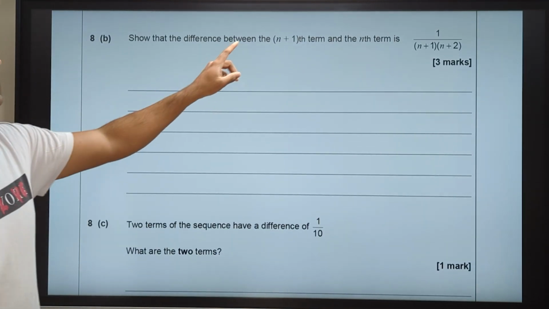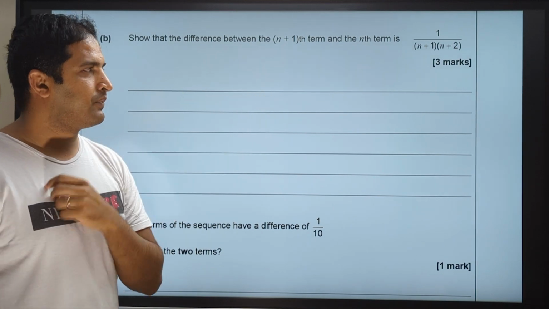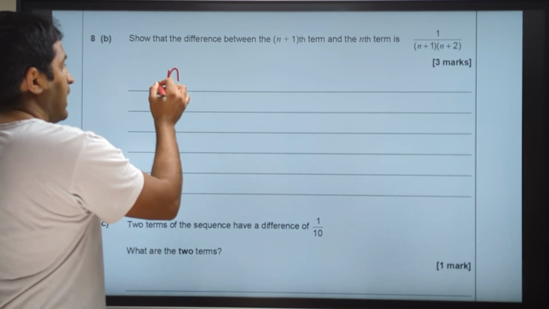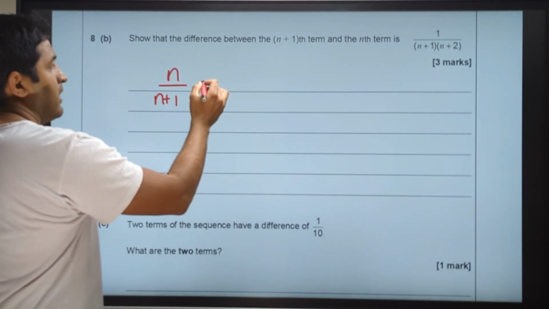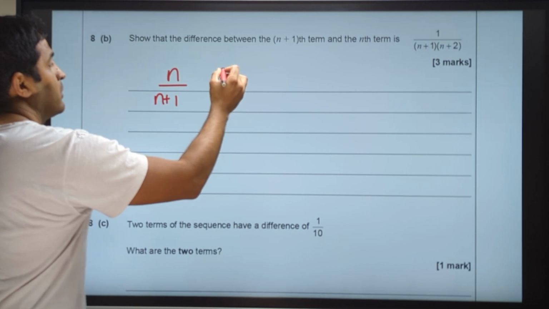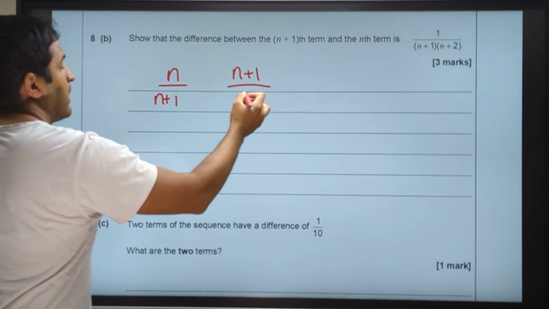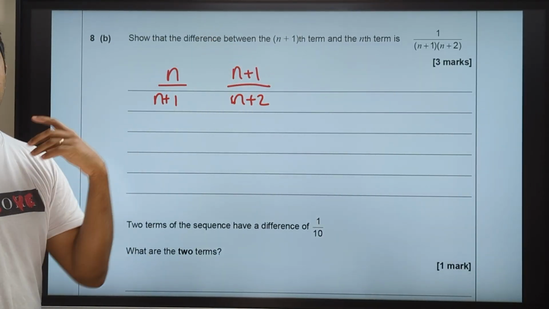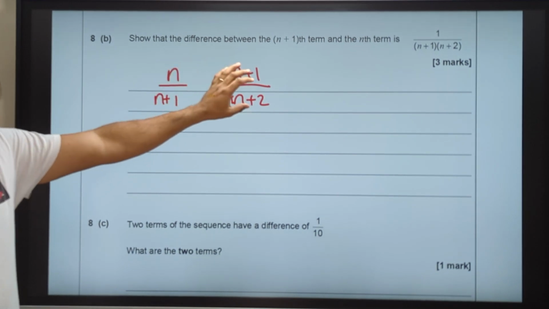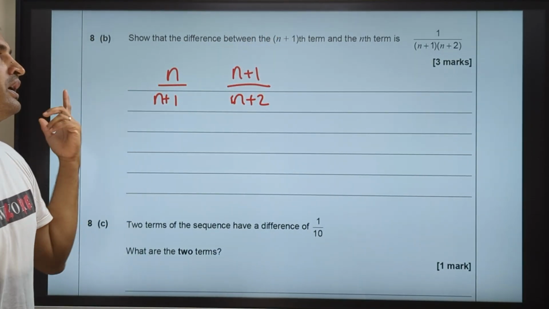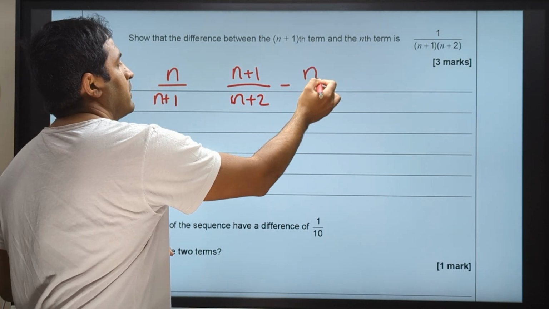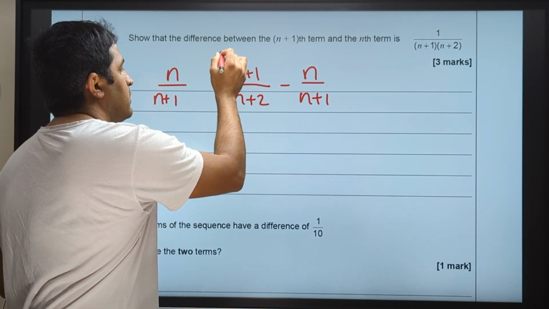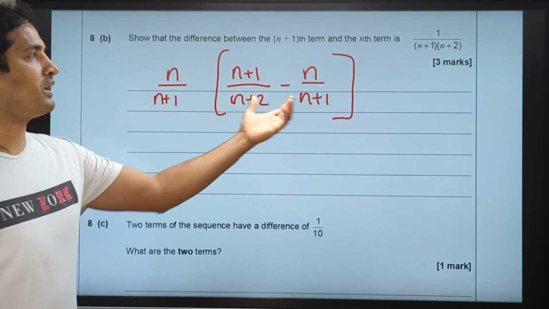Show that the difference between the n plus 1th term and the nth term is that. Okay, so we're trying to work out the difference between those two terms. The nth term is n over n plus 1, and then the n plus 1th term is n plus 1 over n plus 2. To find the difference, we do one term take away the other. Take away this second one from the first term, hopefully the bigger term. So we're going to try and do this calculation here, finding the difference between them.